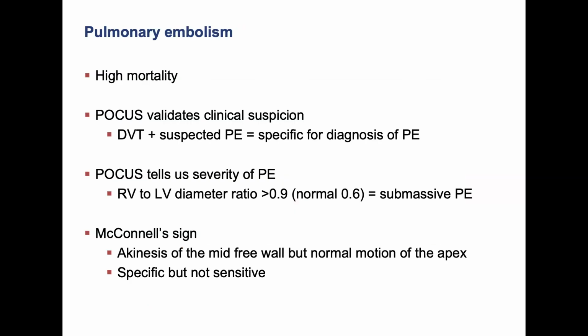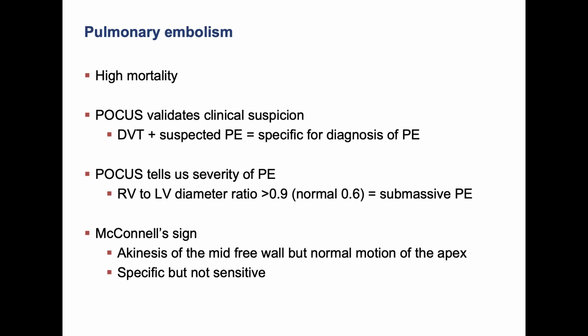So let's go on to talk about pulmonary embolism. This pathology has a high mortality. POCUS can help validate our clinical suspicion. So if you have a DVT and a suspected PE, that's very specific for the diagnosis of PE. POCUS helps tell us about the severity of the PE. So if our RV to LV diameter ratio is greater than 0.9, remembering that normal is going to be 0.6, then we can classify it as a submassive PE, and that might change our treatment.